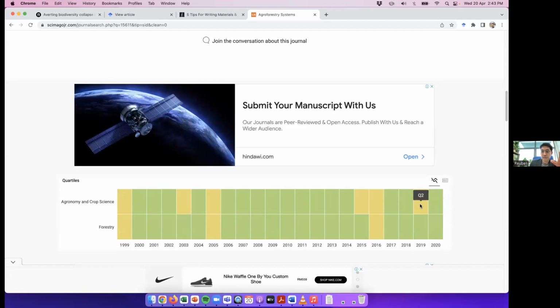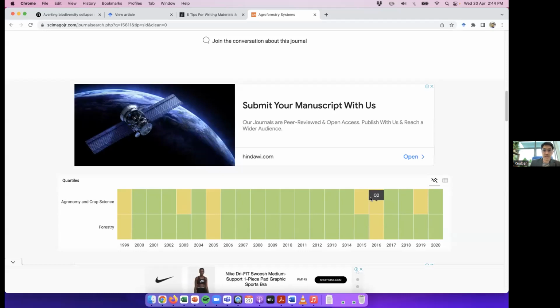You can put your mouse cursor here. If it's second quartile, it's Q2, and then Q3 and Q4. There are 4 quartiles in total. Most universities now want their academics to publish in either Q1 or Q2 journals, because that means you are publishing in the top 25% of journals in this field. For the field of forestry, this journal has been a Q1 for the last 4 years, but in 2016 it went down to Q2. So it fluctuates sometimes, depending on the number of articles and the citations of a journal.